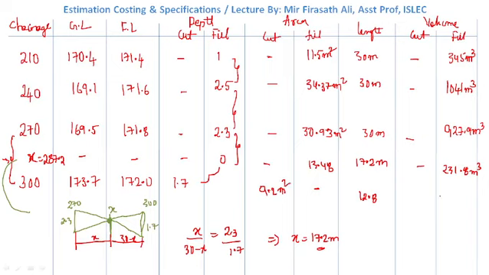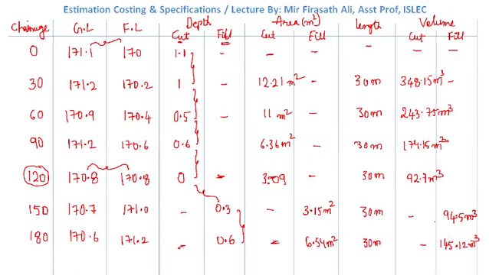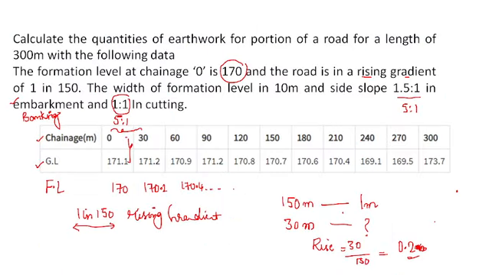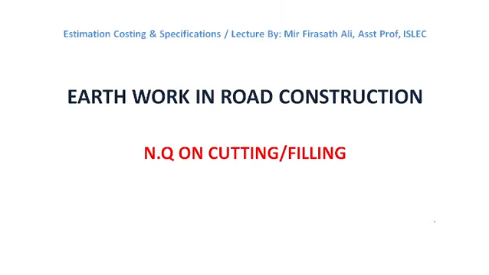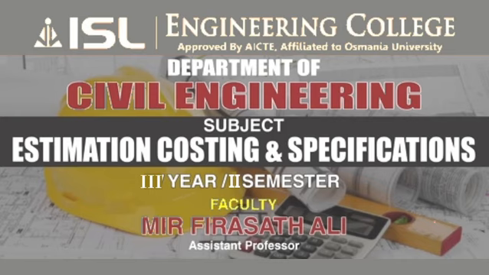On multiplying 9.2 with 12.8, we will get approximately 117.76 meter cube. This is how we get the values of volume in cutting and filling. Based on this we can draw the longitudinal section. As the question does not ask about the longitudinal section, I am not drawing it, but when you are doing it on pen and paper, you can easily draw it. I hope you have understood this problem.